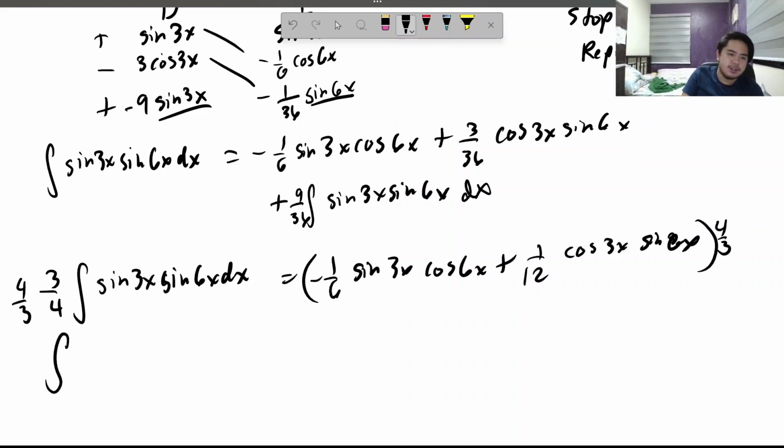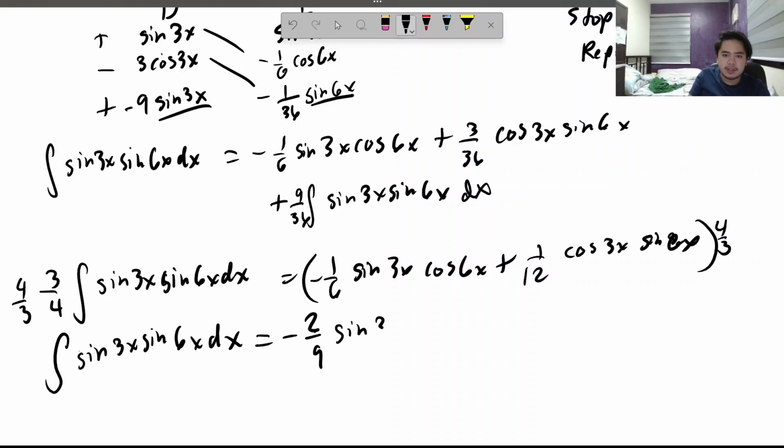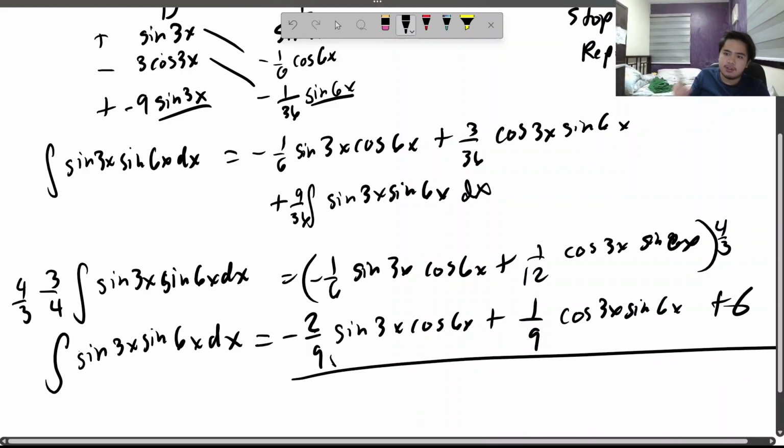Finally, we go here. The integral of sine 3x sine 6x dx. 4 over 3 times 1 over 6 becomes 2 over 9. Negative 2 over 9 sine 3x cosine 6x. Then 4 over 3 times 1 over 12 becomes 1 over 9 cosine 3x sine 6x. Then plus C for good measure, and there we go.